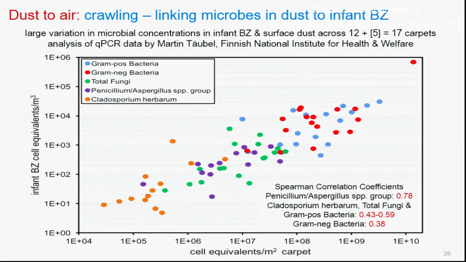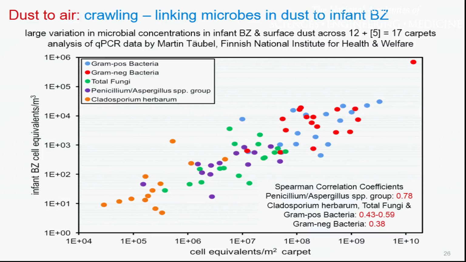In addition to the real-time data with the OPS, we have the qPCR data. This is data analyzed by Martin Pavel in Kuopio. And here we can see variation. This is the dust, so cell equivalents per square meter of carpet. And then we have cell equivalents per cubic meter of air in the infant breathing zone. But first, I think it's interesting just to see how much variation there is for these various microbial groups, gram-positive, gram-negative bacteria, fungi, and so forth, just among the carpets. And these are just among residents from Helsinki, Finland.